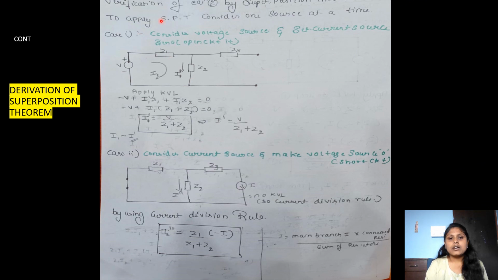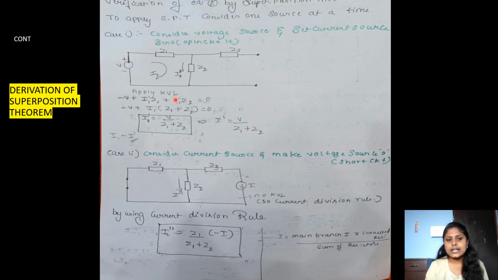Here we have to verify the equation by taking two cases. We consider the voltage source and set the current source to 0 by open circuiting it. Here I have taken a network where I have open circuited the current source. As you can see, it is a voltage source with Z1, Z2 and Z3, and here I have to find the response in the case of I1.